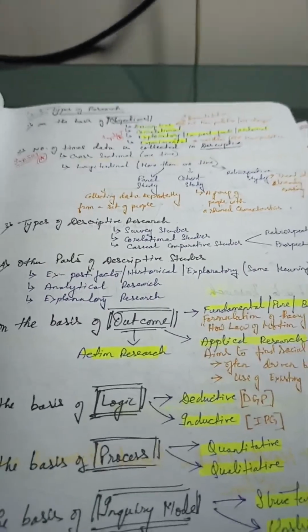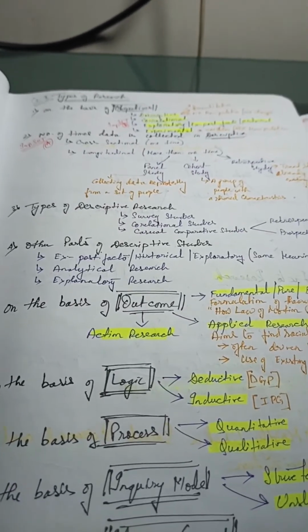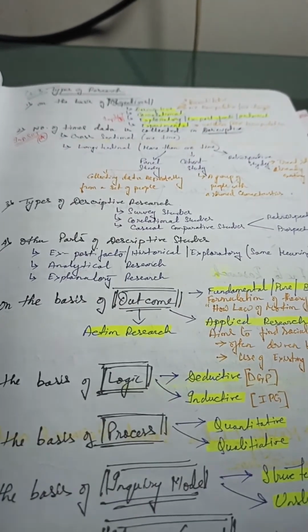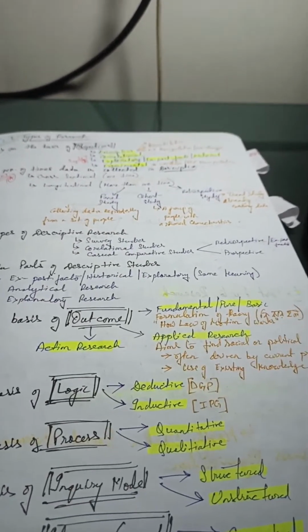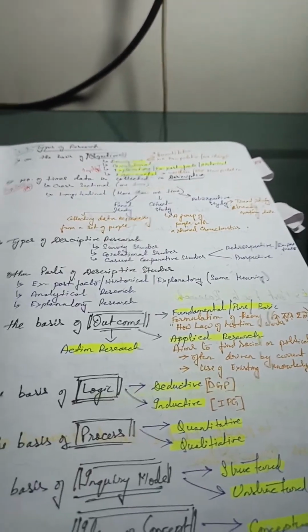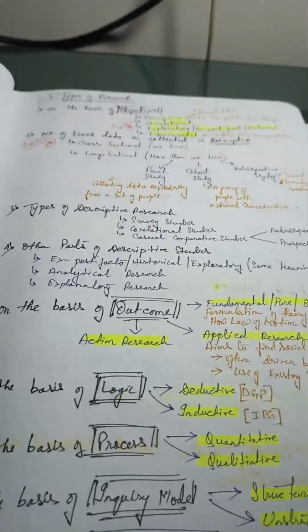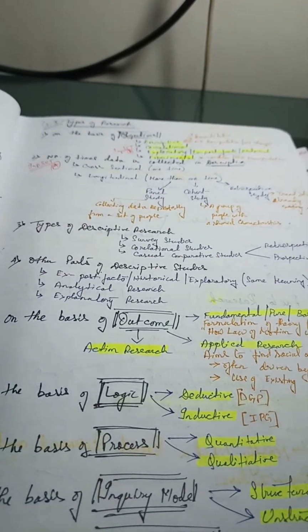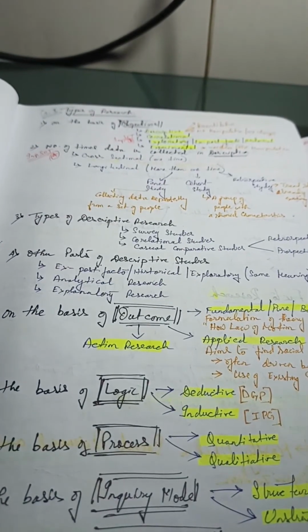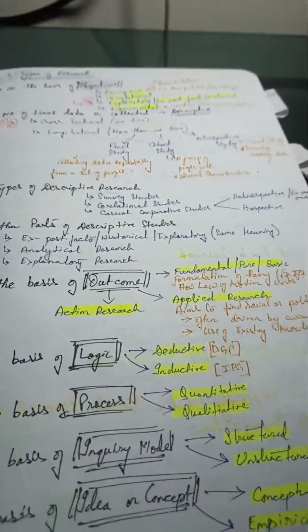Types of descriptive research: survey studies, correlational studies, causal comparative studies, retrospective, ex post facto, or it can be prospective. Other parts of descriptive studies are ex post facto and historical. Then we have explanatory, which has the same meaning as analytical research, and then research on the basis of outcomes, and so on.